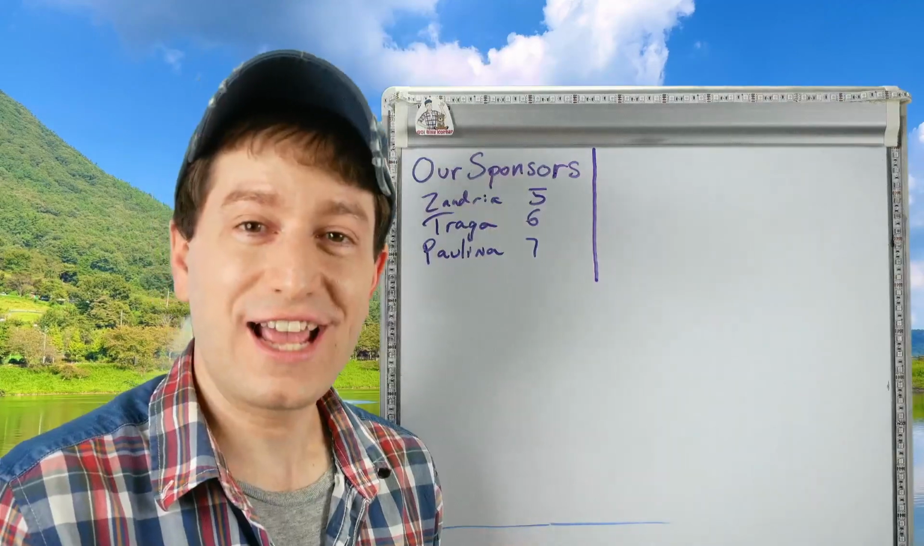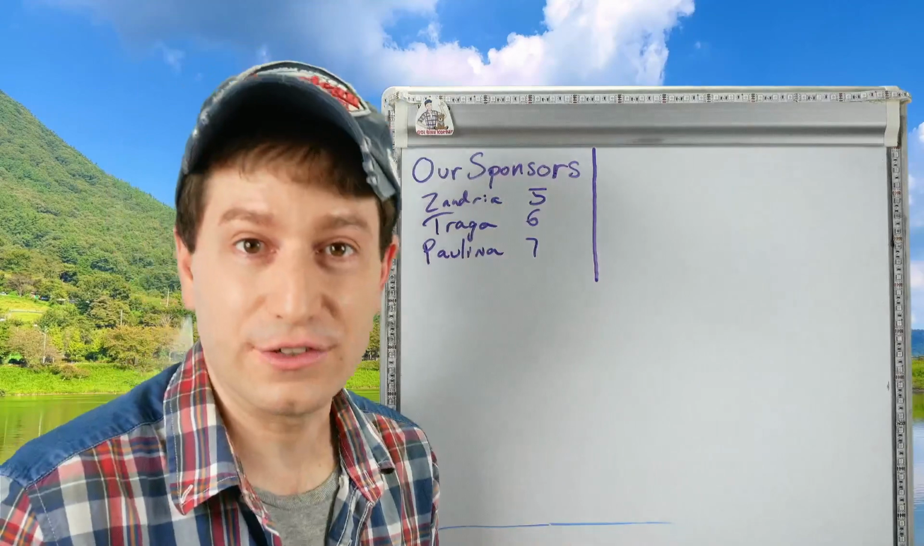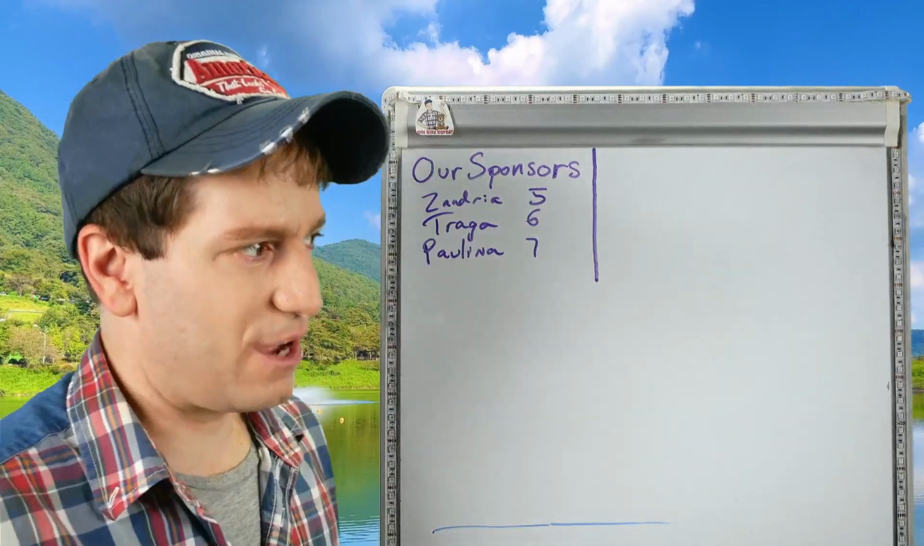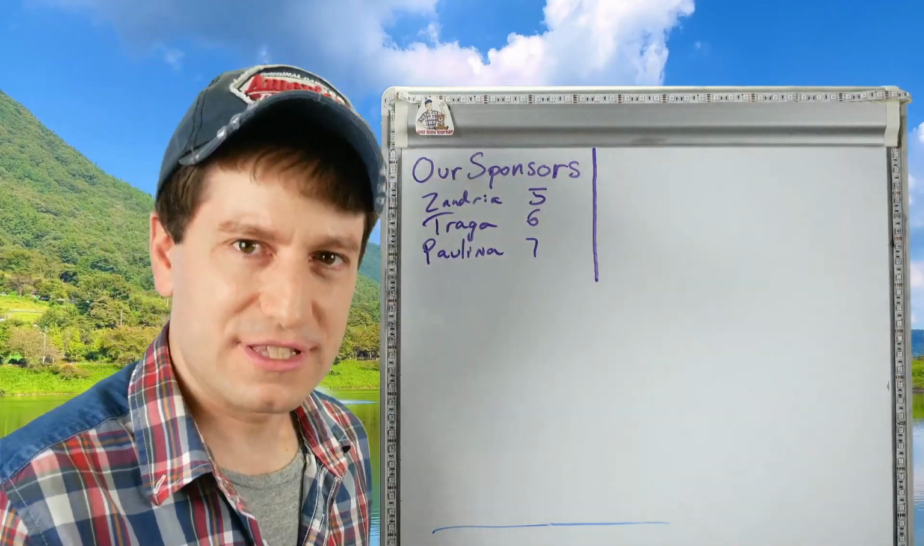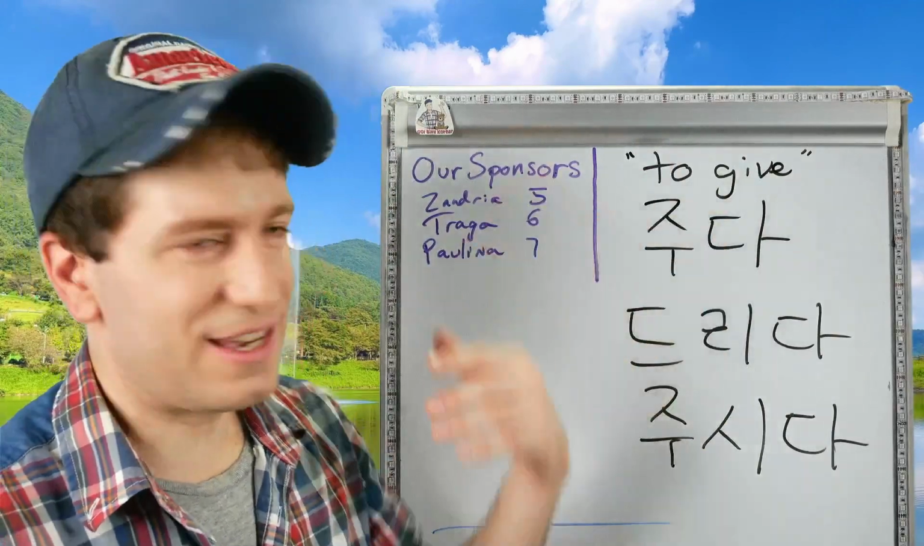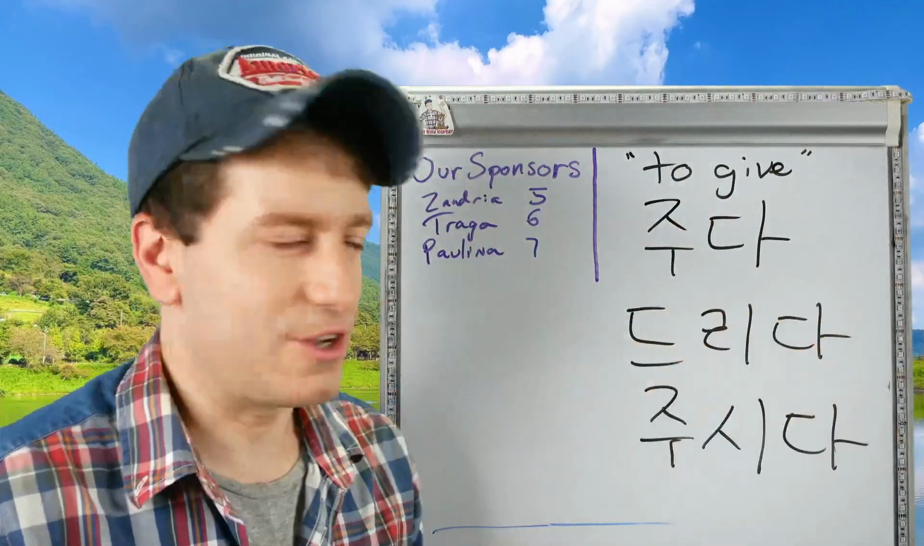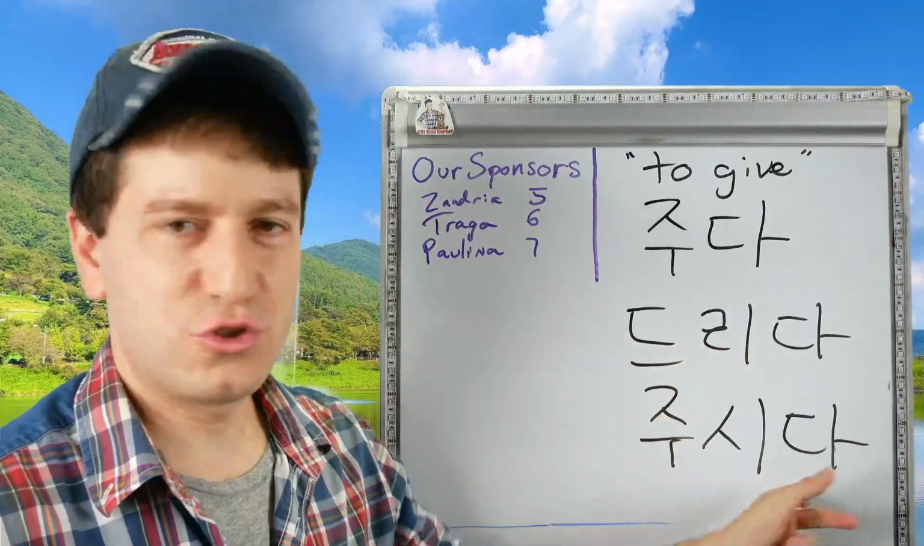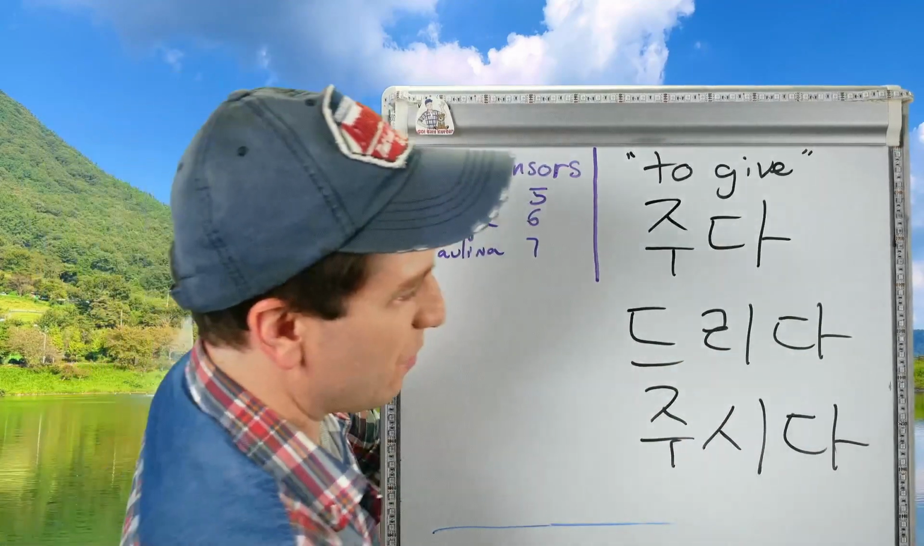Hey everyone, we're going to learn how to ask for favors and do favors for other people. And in order to do that, we actually just need to learn a few verbs. All three of these verbs mean to give, like giving something to someone else. 주다, 드리다, 주시다. We're going to be starting with the first one, 주다.